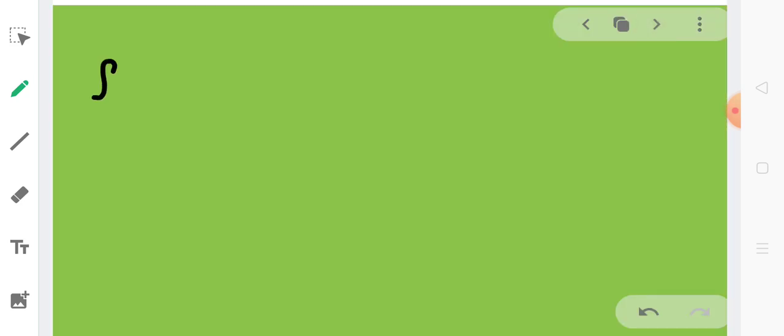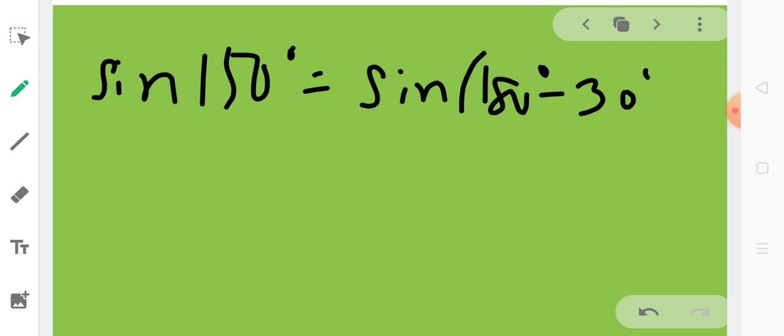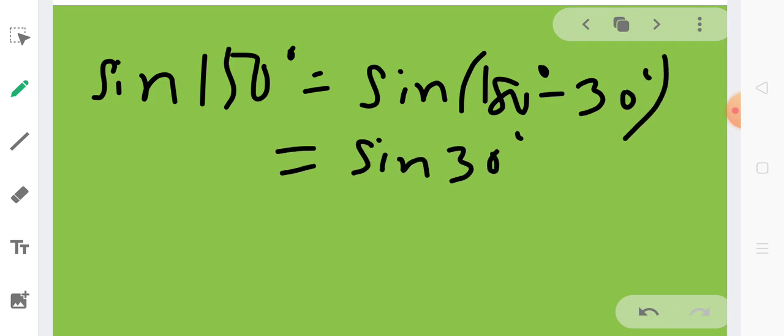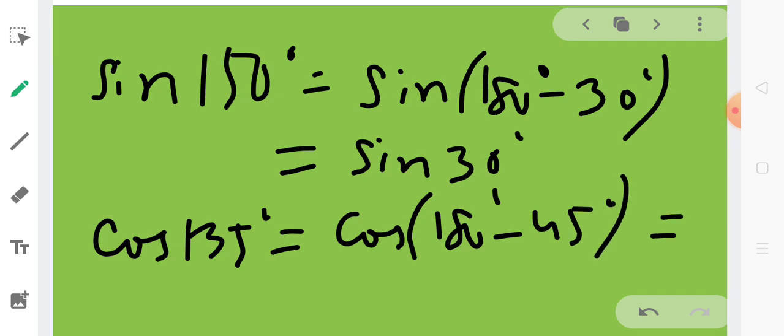So for instance, if you are writing down sine of 150 degree, that may be written as sine of 180 degree minus 30 degree. So that should be equal to sine of 30 degree. Similarly, cos of 135 degree will be equal to cos of 180 degree minus 45 degree, and that should be equal to minus cos of 45 degree. Okay.